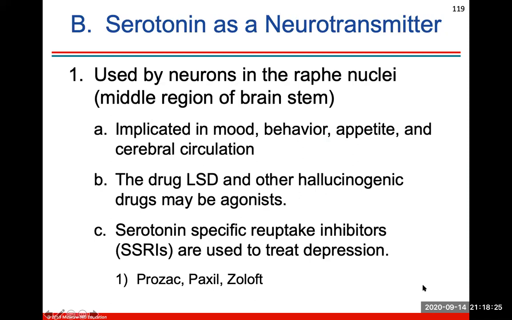Serotonin is used by neurons in the brain. It's implicated in mood, behavior, appetite, and cerebral circulation. The drug LSD and other hallucinogens may be agonists to serotonin. So serotonin-specific reuptake inhibitors are used to treat depression, and this is what Prozac, Paxil, and Zoloft are. They're basically inhibitors for serotonin reuptake, meaning they're leaving more serotonin in the brain to help keep you happy.